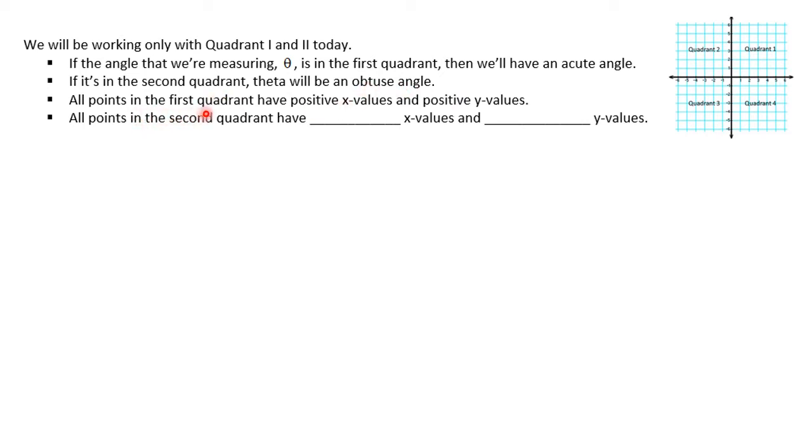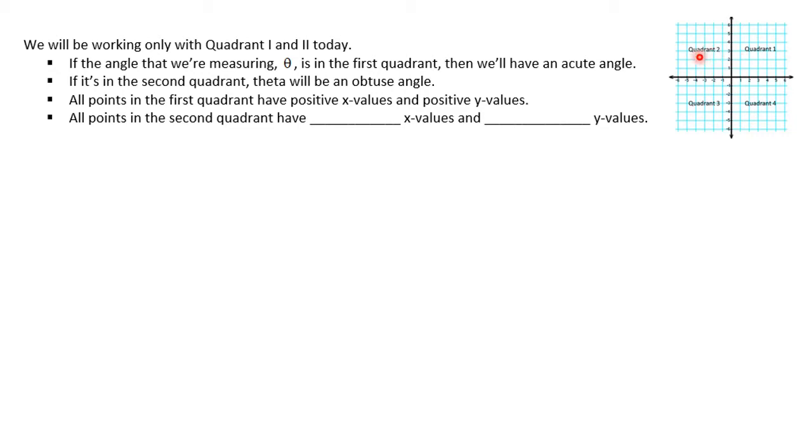All points in the first quadrant, so think back to grade 9 when you were graphing. If you put a point in the first quadrant, say right here, that would be the coordinate 4, 5. All points in the first quadrant have positive x values and positive y values. No matter where you put a coordinate here, here's 1, 2, both the values in that coordinate are positive.